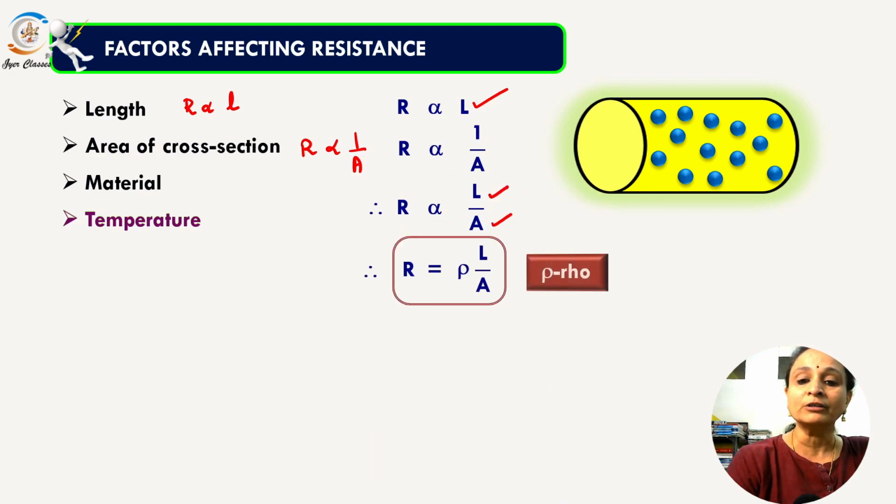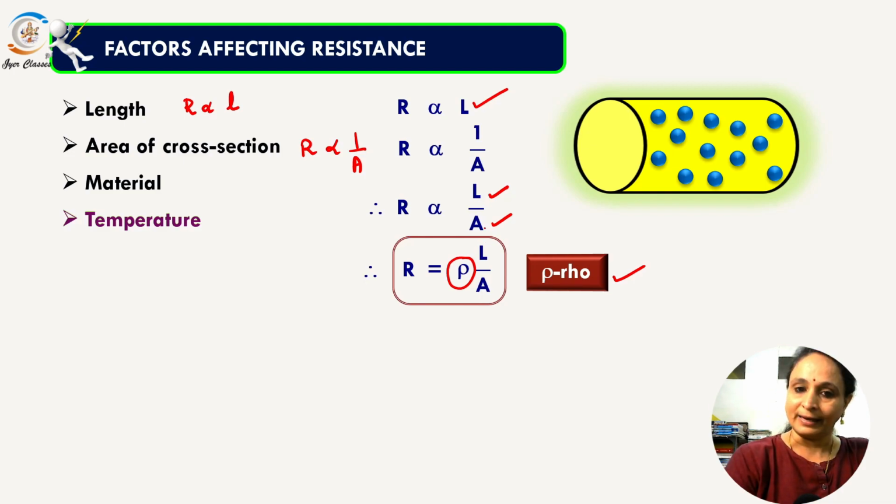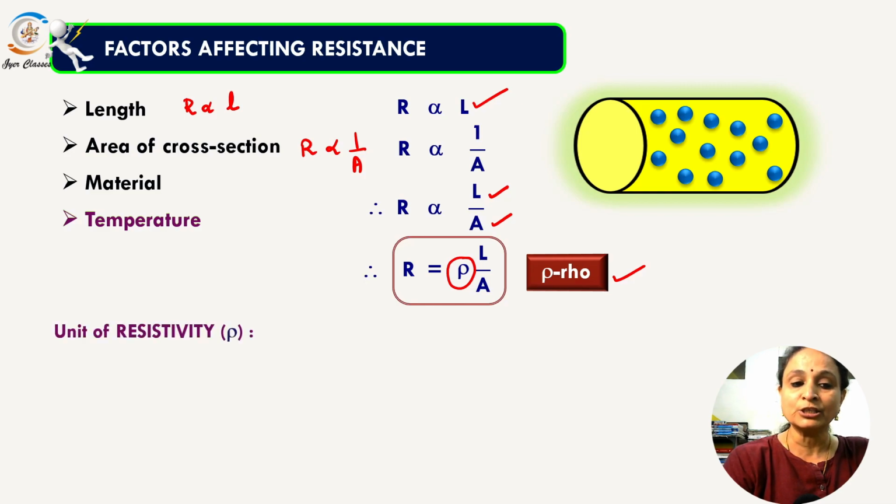And the third important thing is it will depend upon the nature of the material. This is called the specific resistance, or the resistivity of the material. It varies from metal to metal, right? It is pronounced as rho. So what is the formula? Yes, R is equal to rho L by A. That is the formula for the resistance. But here we are not considering the temperature.